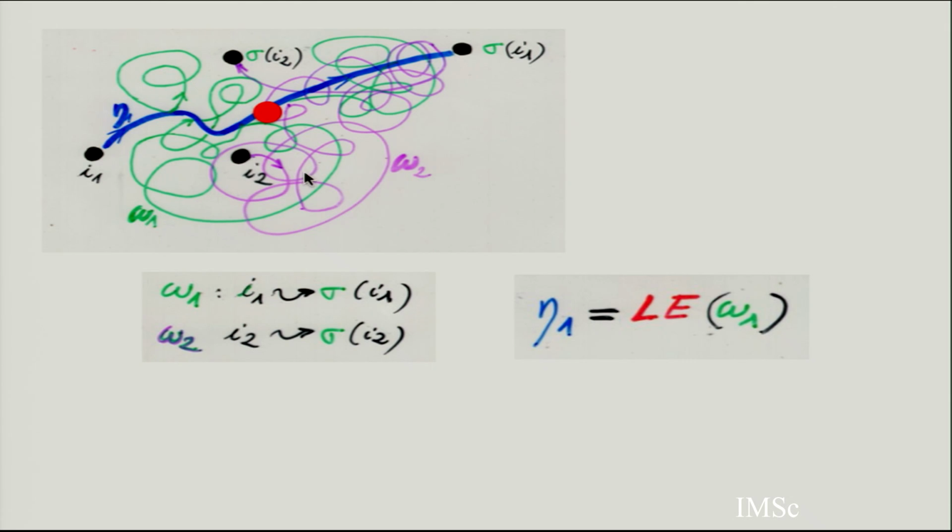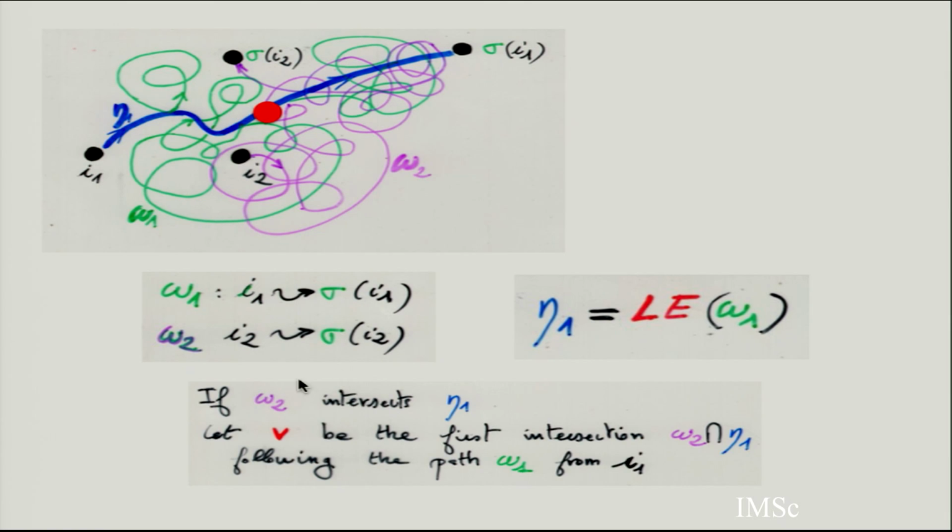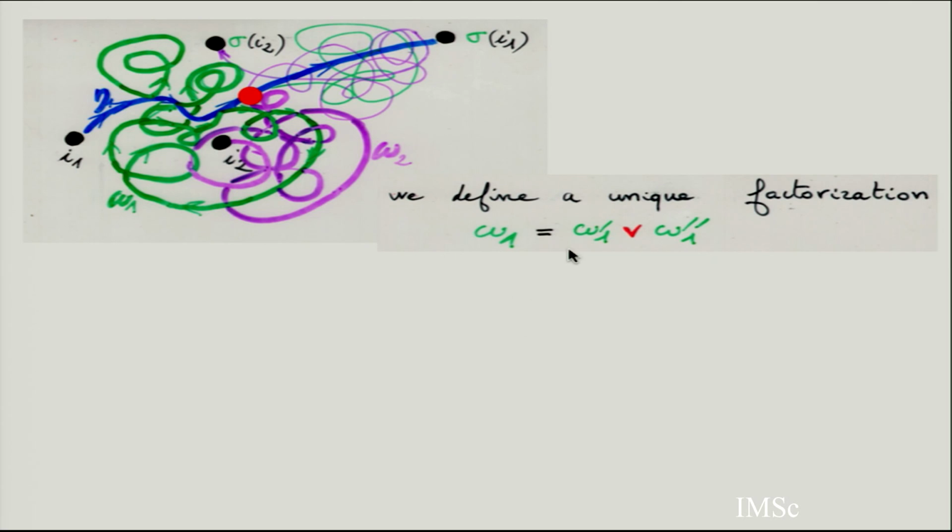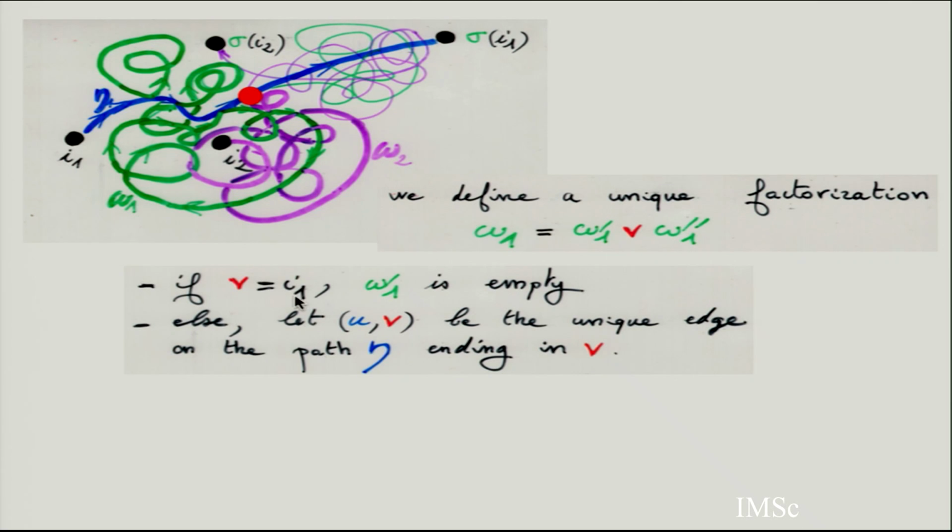Because omega 2 can intersect many times the red point here, you have to be careful. You have to think of this as a heap of edges, as a flow. If you think of it as a flow, it's easier to understand the involution. So I take V, the first intersection of omega 2 and omega 1, when I follow the path omega 1. So this defines a factorization, V.